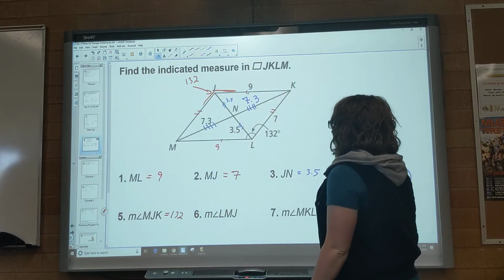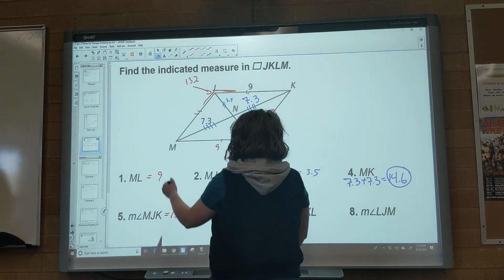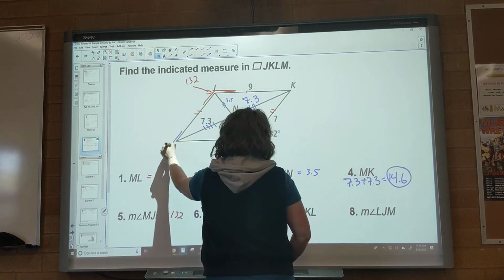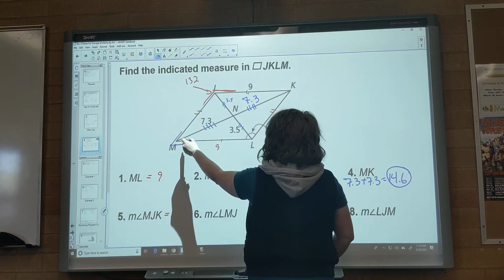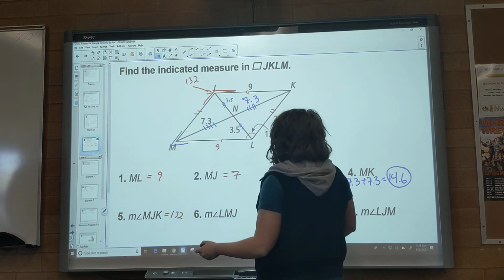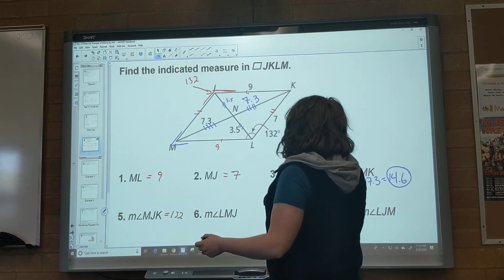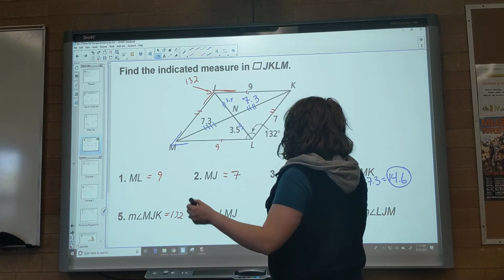LMJ. Okay, so that is this angle. I'm going to do it in blue because I've got L, M to J. So do you see how that's the whole angle right there? Okay, so let's see what information I have.